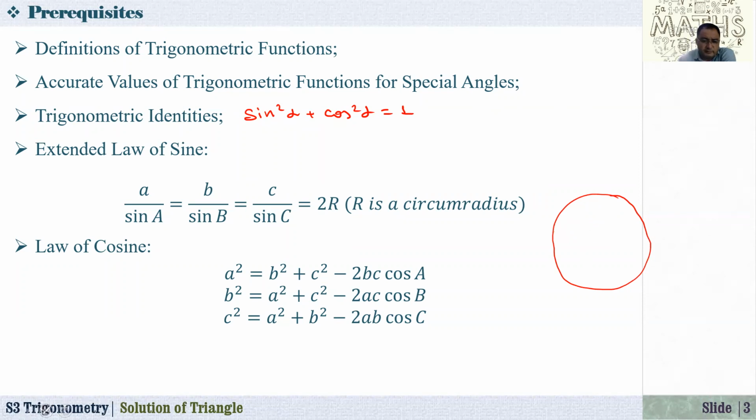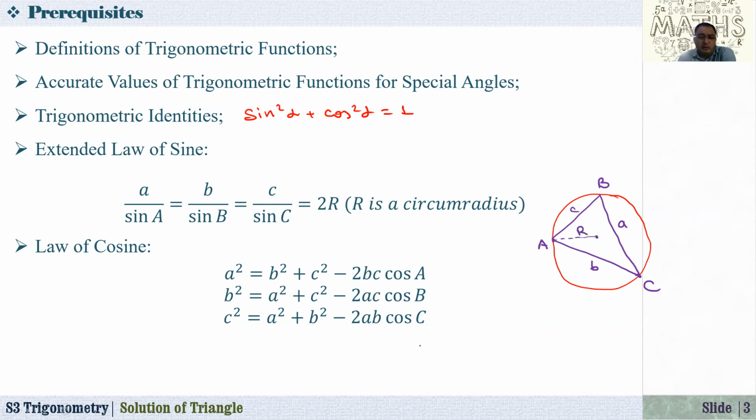Here, let's say this is our triangle. Let's say this vertex is A, and this one is B, and this one is C. And this side is a, this side is b, and this side is c. That's what we talk about. And suppose that this one is the radius of this circle.